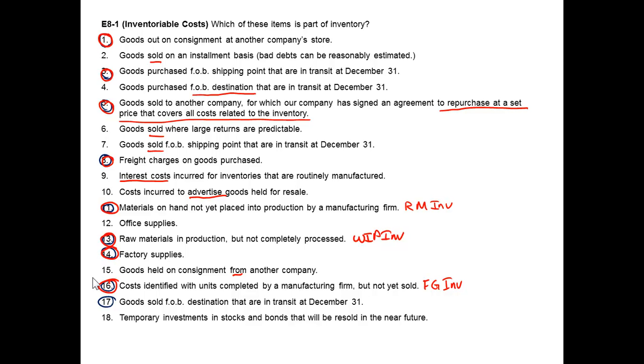17, goods sold FOB destination that are in transit on December 31st. Since they're FOB destination, we still own them until they are delivered to the buyer. And finally, 18, temporary investments are just that. They're temporary investments and called marketable securities or trading securities, and they're not part of inventory.